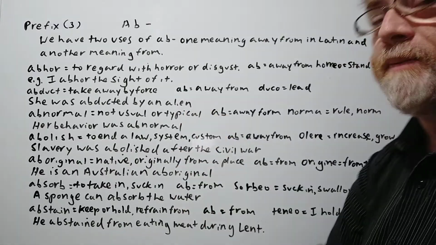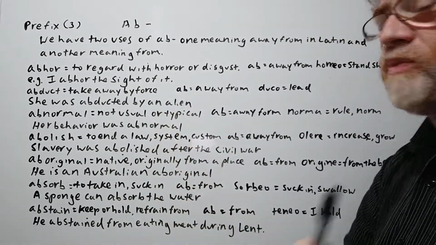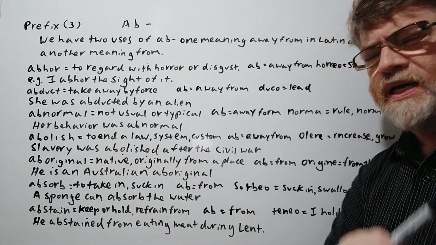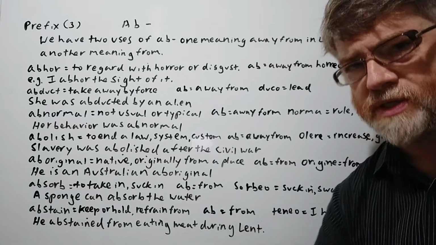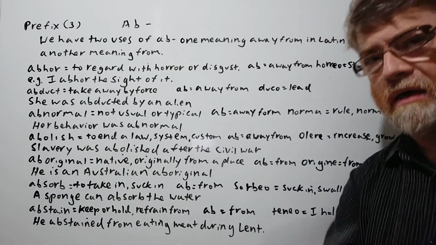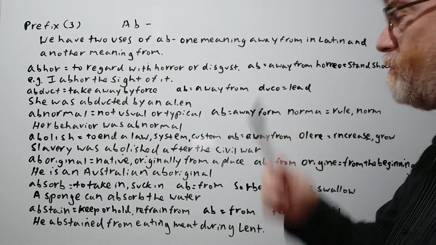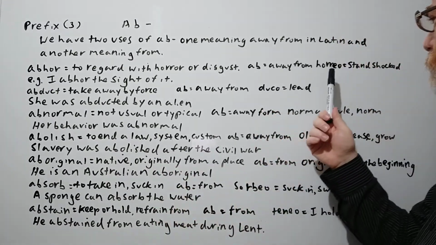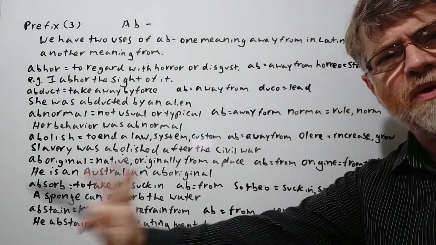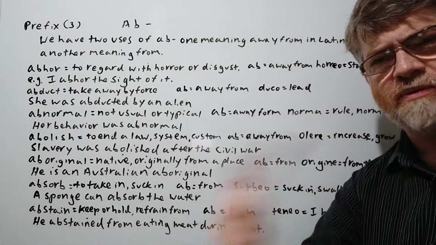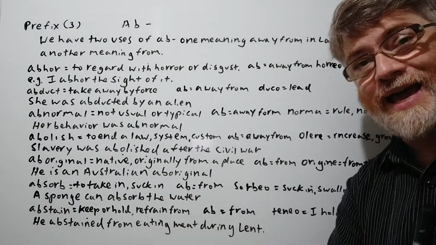So here's the first one, abhor. Somebody says they abhor something. To regard with horror or disgust, it's a very strong dislike. It's very close to hate. If you say you abhor something, you almost feel like, ugh, disgusting. Now the ab part means away from. The horreo in Latin actually meant like stand, shock. So you want to be away from it because it shocks you. It's too terrible. It's too horrible. So that's where we get that one from.